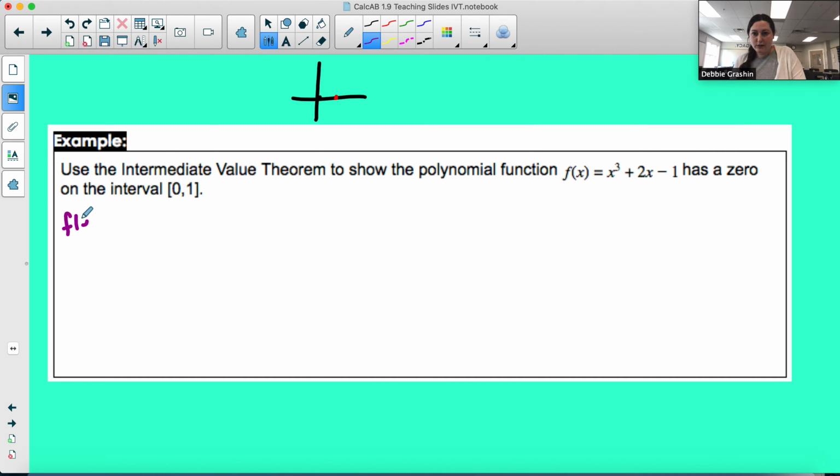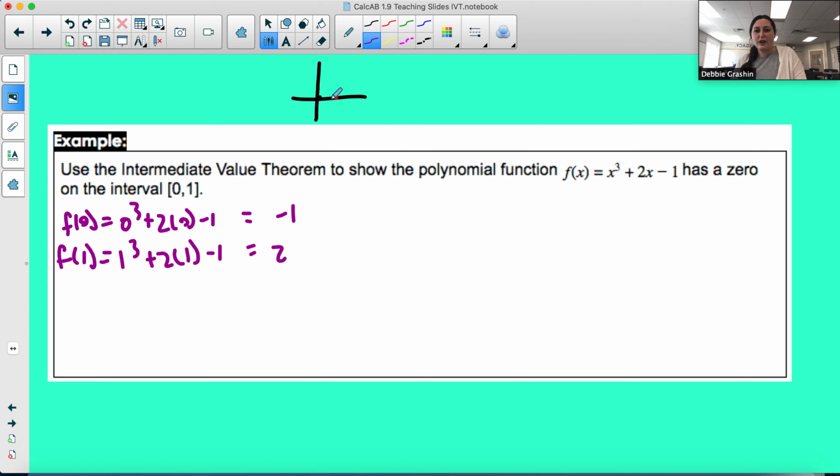Let's find f of 0. f of 0 is 0 cubed plus 2 times 0 minus 1, and f of 1 is 1 cubed plus 2 times 1 minus 1. So 0 plus 0 minus 1 is negative 1. 1 plus 2 is 3, minus 1 is 2. So f of 0 is negative 1, and f of 1 is 2. You can see by the intermediate value theorem, we must pass through 0 at some point.